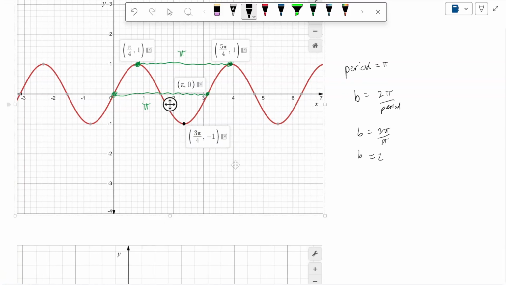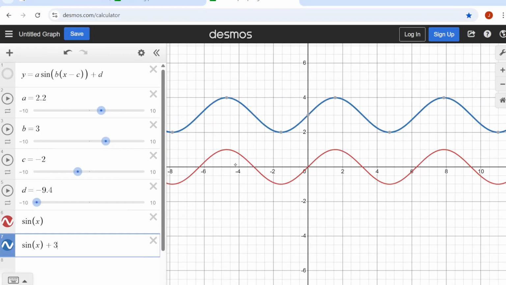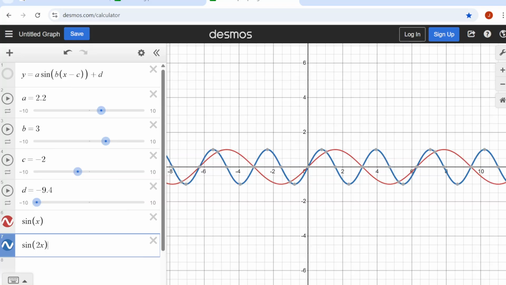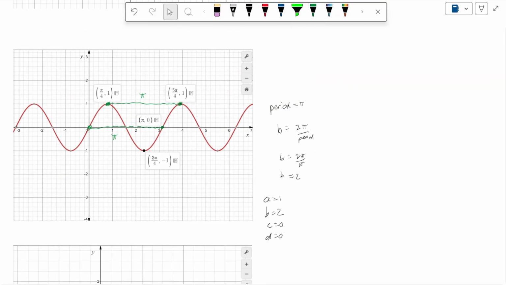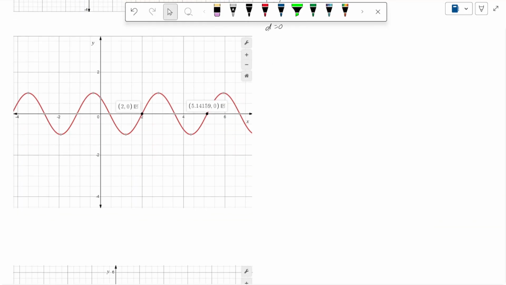Okay. Now, A, C, and D haven't changed at all on this graph. It's still sort of all normal. So A is 1, B is 2, C is 0, D is 0. A and B are usually 1, C and D are usually 0. So if I look at a graph of sine of x versus sine of 2x, I can see that it is just sort of squished in and it repeats twice as quickly. Okay. This wave is much higher pitched than a normal sine wave.